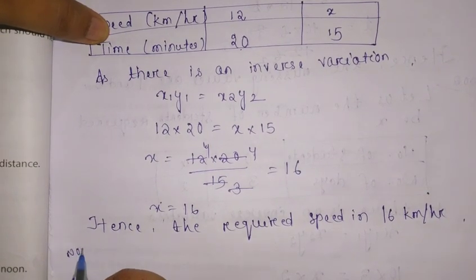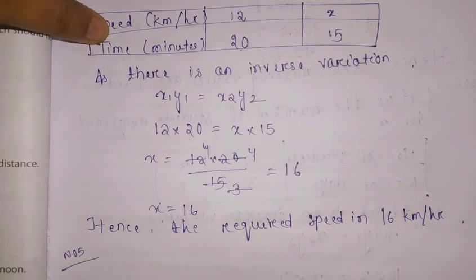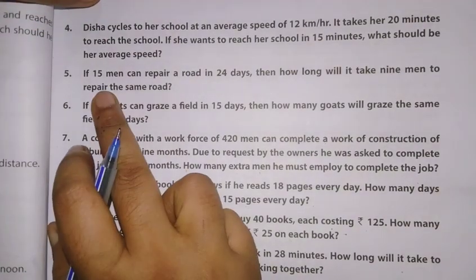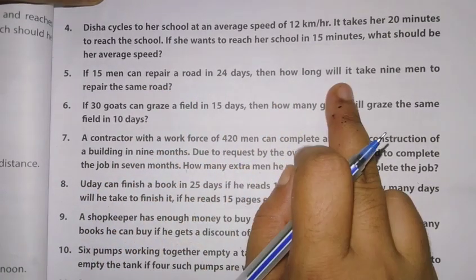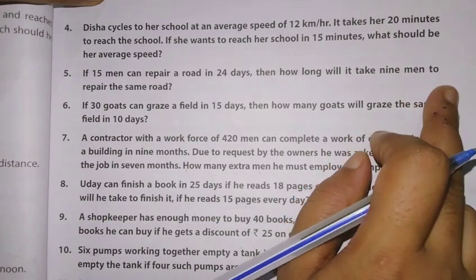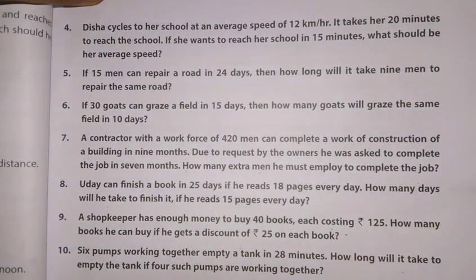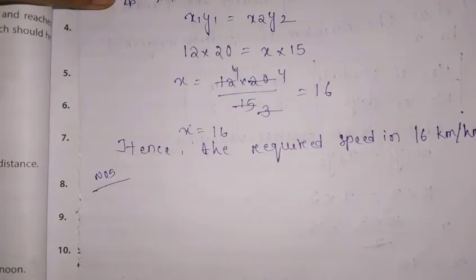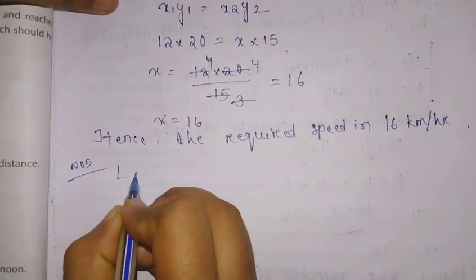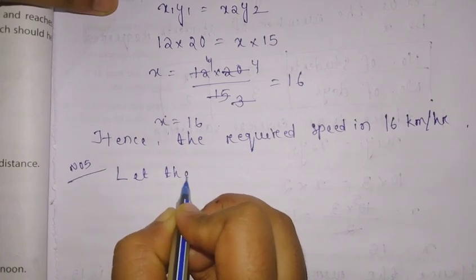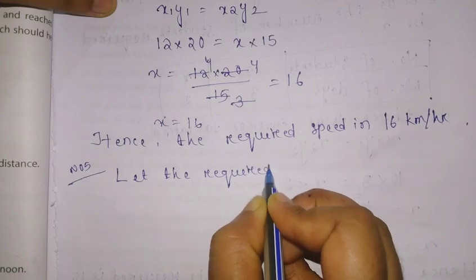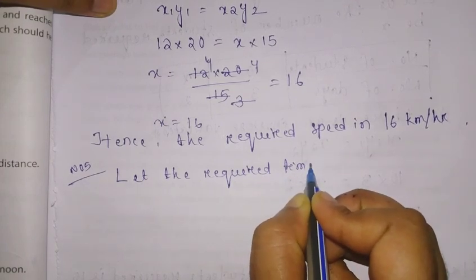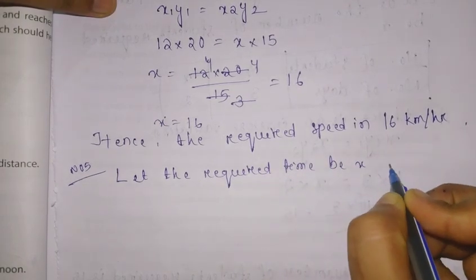Now we solve question number 5. If 15 men can repair a road in 24 days, then how long will it take 9 men to repair the same road? First, let the required time be x days.